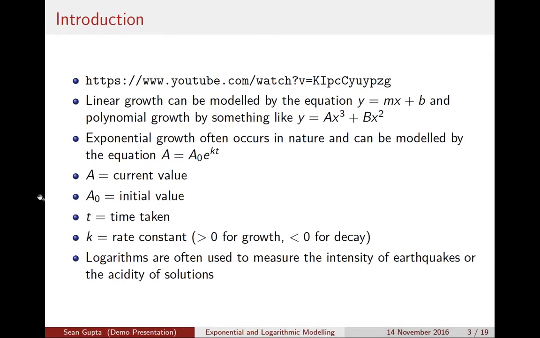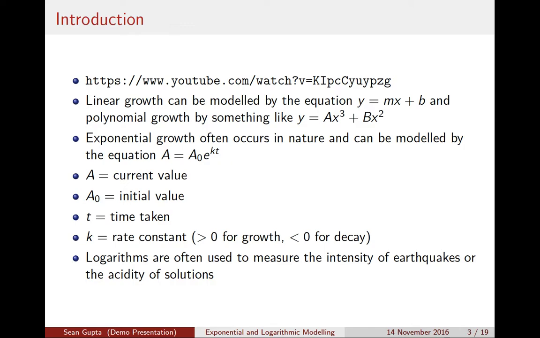Okay, so how do you write down exponential growth in maths? Linear growth uses a linear equation, y equals mx plus b, where m and b are just any two numbers. Polynomial growth uses an equation such as this one, where you have powers of x squared, or x cubed. Exponential growth can be written as follows. There are many different ways of writing it down. This is just one way. A equals a0 times e to the power of kt.